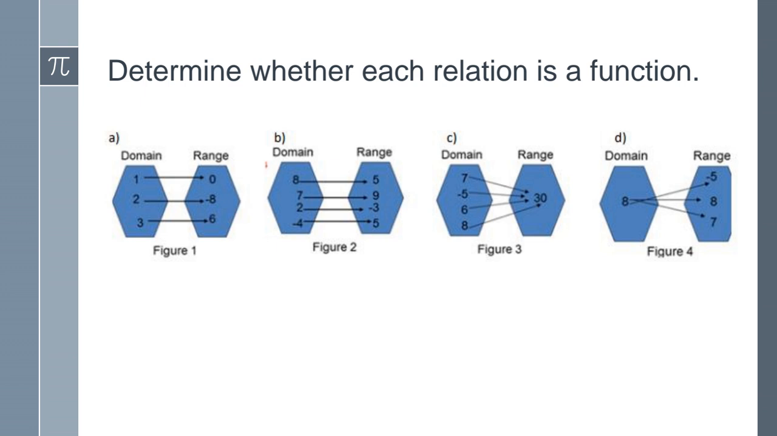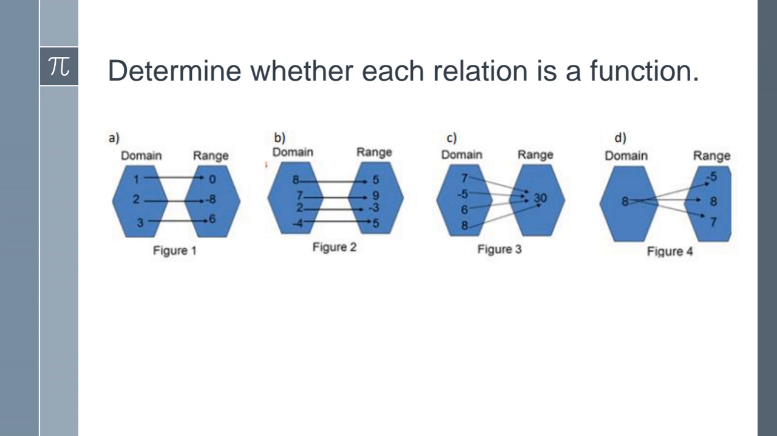So you can better see it as pictures. If I look at B, the domain would be here 8, 7, -4, and its range is its corresponding y values to these x values. So the range would be 5, 9, -3, and 5. Again, if I write B as ordered pairs, it would be (8, 5), (7, 9), (-3, -4), (5).